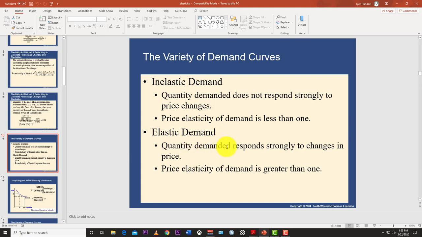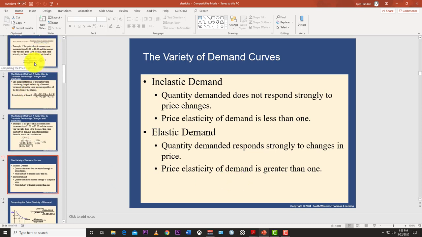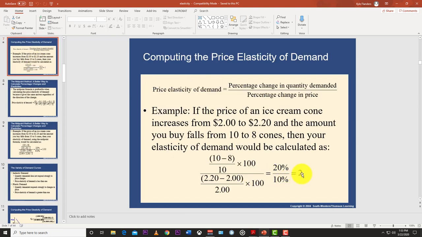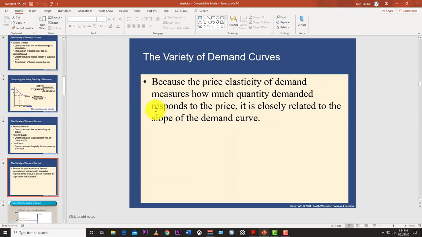Elastic demand now: quantity demanded responds strongly to a change in price. So price elasticity of demand is greater than one. Once you do your maths and you get something greater than one, you know this demand is elastic. Elasticity of demand is high. So let's look at it further. Because the price elasticity of demand measures how much quantity demanded responds to price, it is closely related to the slope of the demand curve.